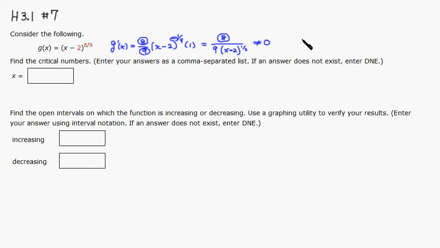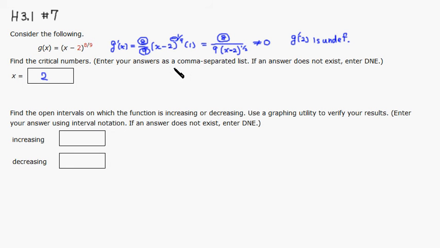Then another thing we have to look for is whether this is undefined at some place. There's a quantity x minus 2 in the denominator, which means that at x equals 2 this function is undefined. So g prime of 2 is undefined, and that makes x equals 2 a critical number. So the critical number is 2.